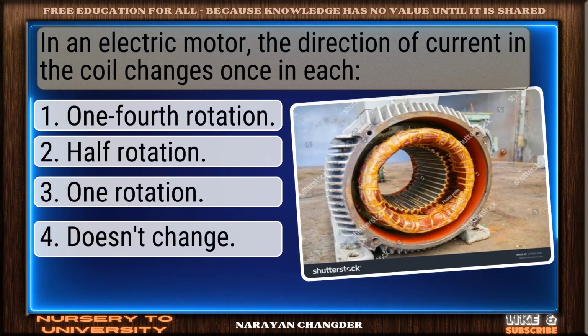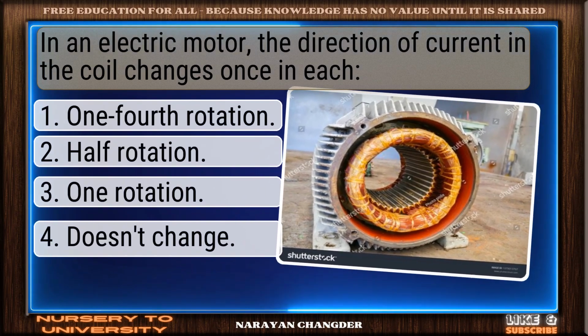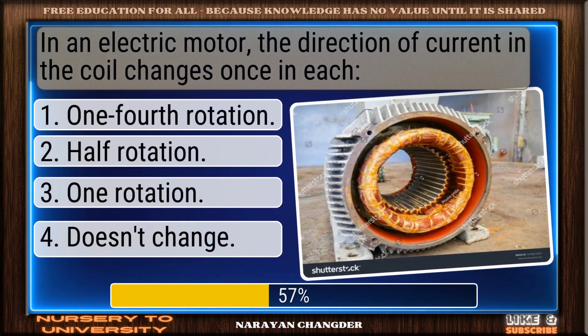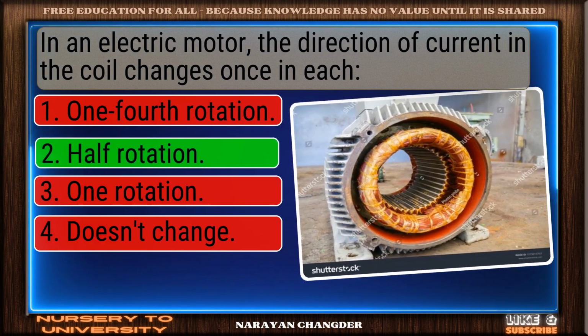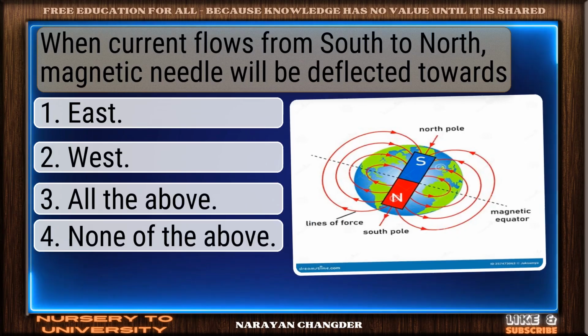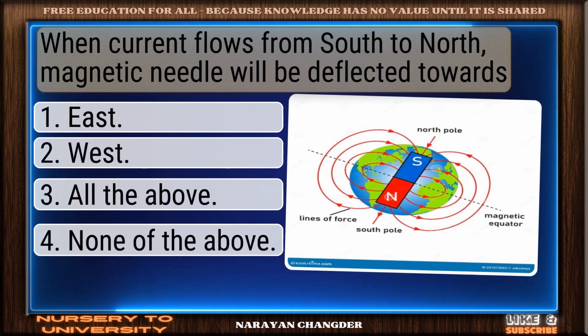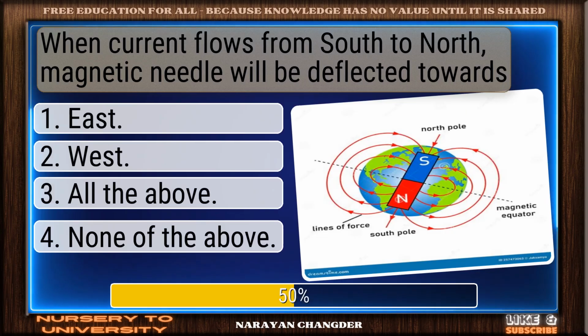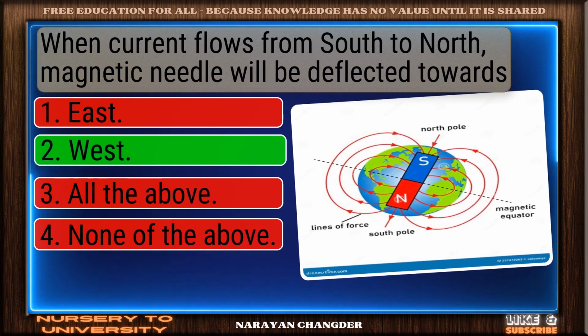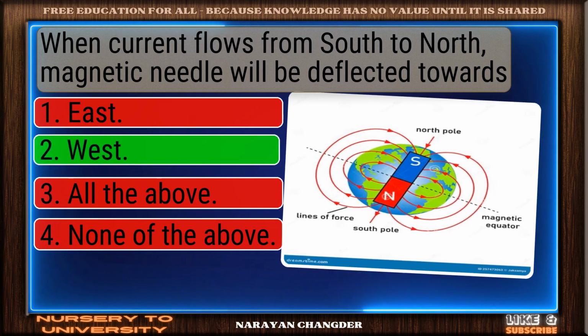In an electric motor, the direction of current in the coil changes once in each. Good job. Half rotation works well. When current flows from south to north, magnetic needle will be deflected towards. Smart move. West is accurate answer.